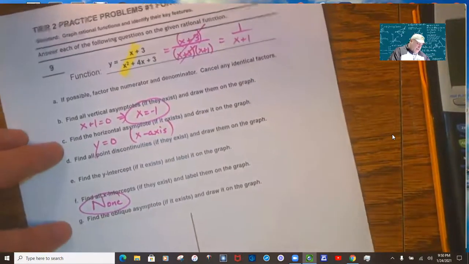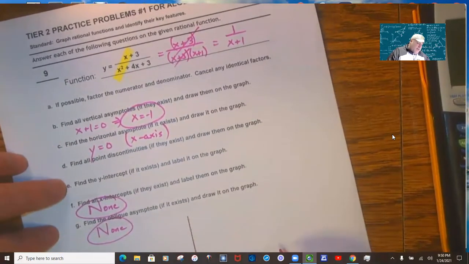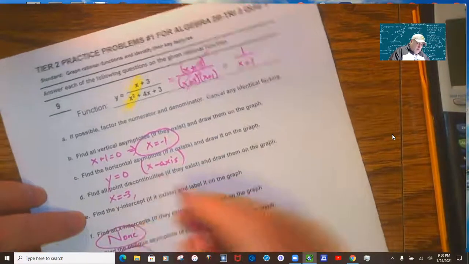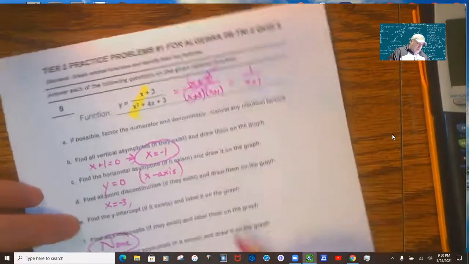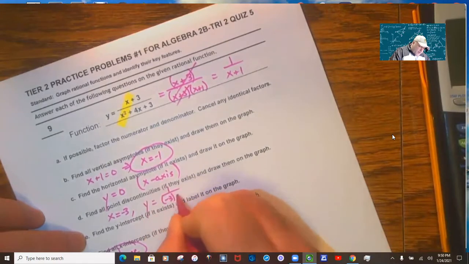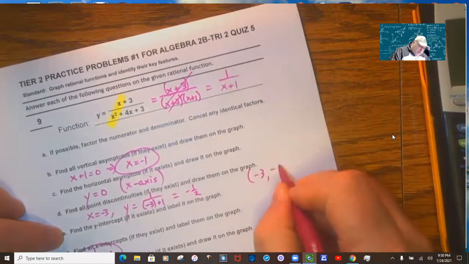And so if that's the case, there's no oblique. You can go right there immediately. Point discontinuities will occur at -3. So set that equal to 0. You should be able to mentally do that. And then 1 over -3 plus 1, -1/2. So -3, -1/2.